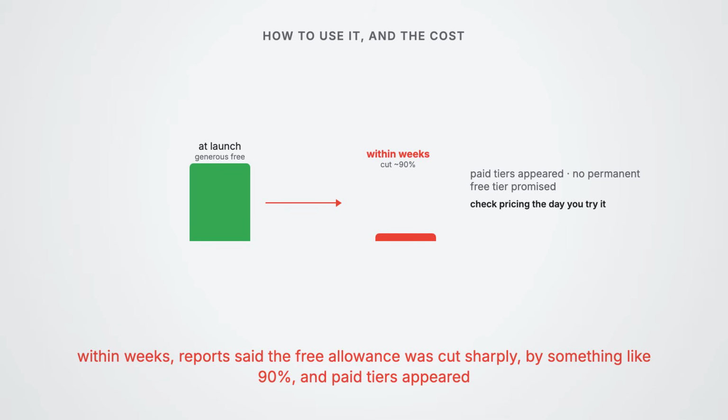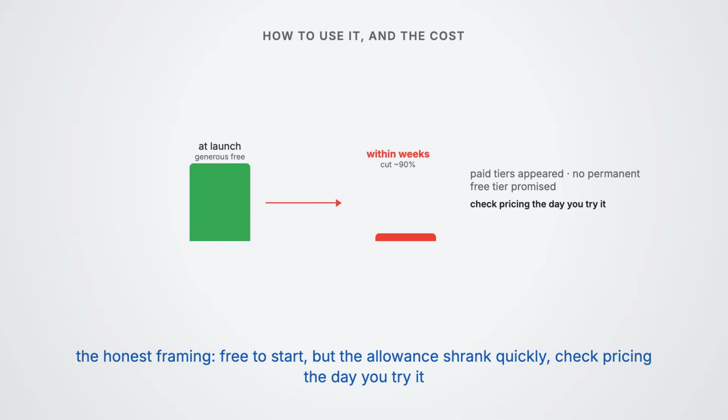Within weeks of launch, reports said that free allowance was cut sharply by something like 90%, and paid tiers appeared. Google has not promised a permanent free tier. So the honest framing is free to start, but the allowance shrank quickly and paid tiers exist. Check current pricing the day you try it.